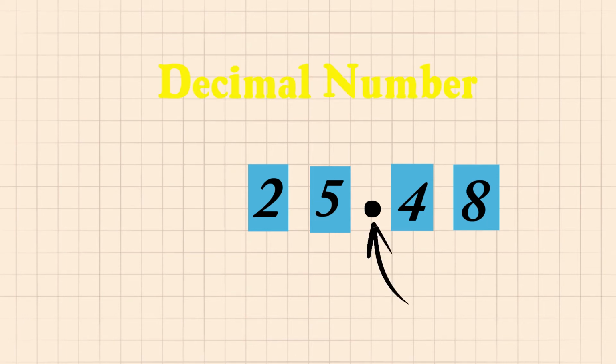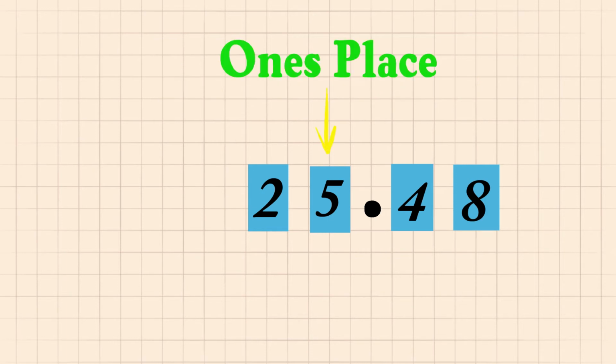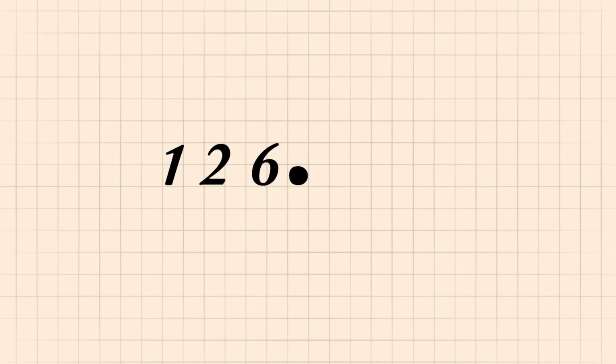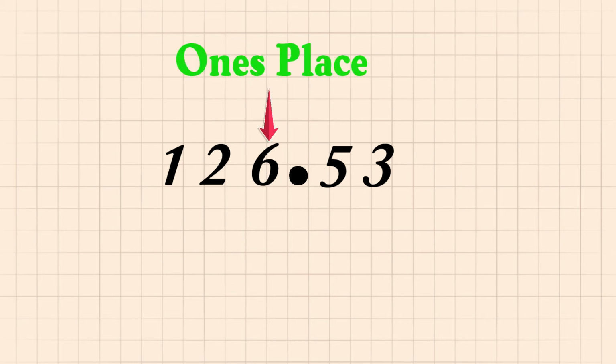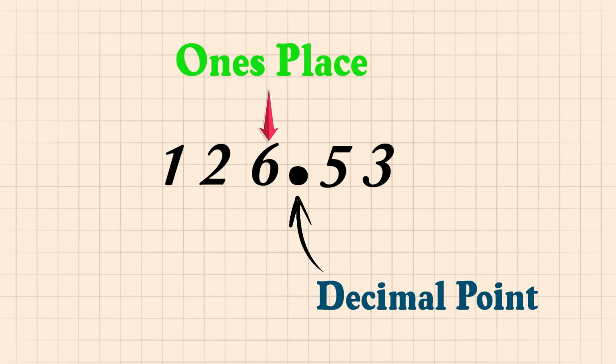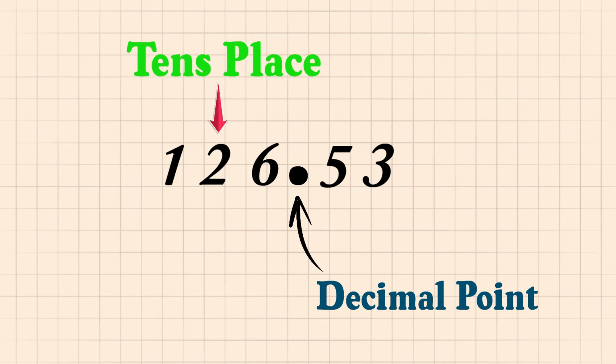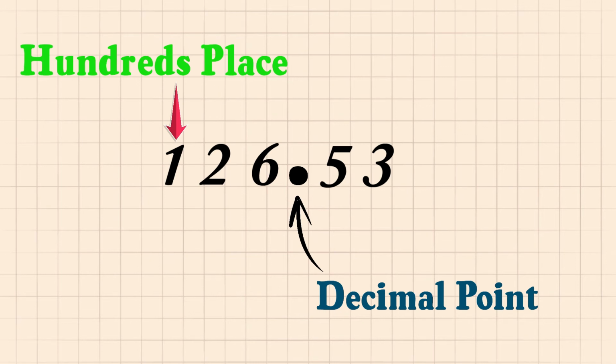We know that 5 is in the ones place by just looking at it. If you have 126.53, by just having a look at this number, we can say that 6 is in the ones place as the decimal is just next to it. 2 is in the tens place and 1 is in the hundreds place.